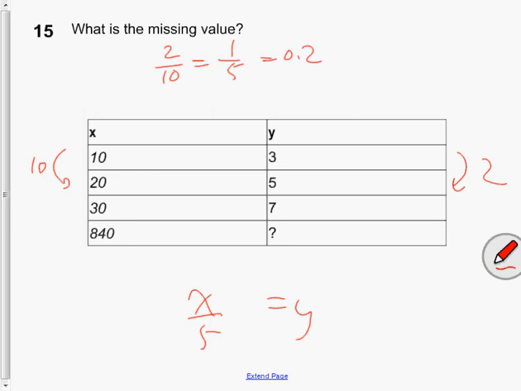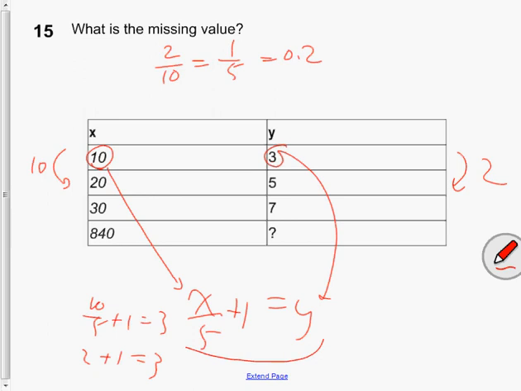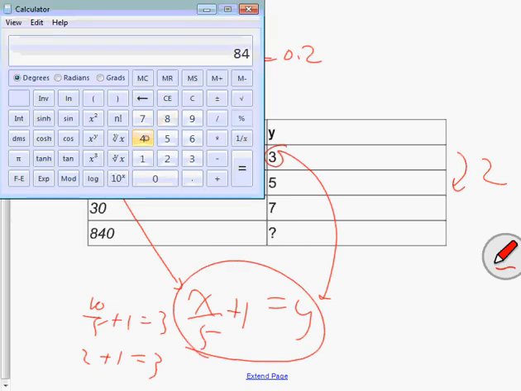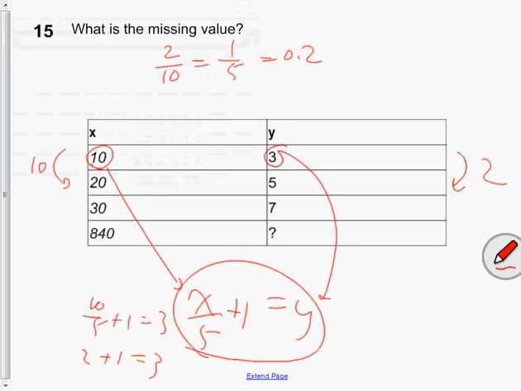Once I substitute my values in here, so if I take 10 and substitute it in for this x, I have 10 divided by 5. I substitute the 3 here. But 2 does not equal 3, so I have to add 1 to make my equation balanced. And now that I know that, if I substitute 840 into this equation, 840 divided by 5, I'll take my calculator, 840 divided by the 5 equals 168, plus the 1 more means the missing value right here is 169.